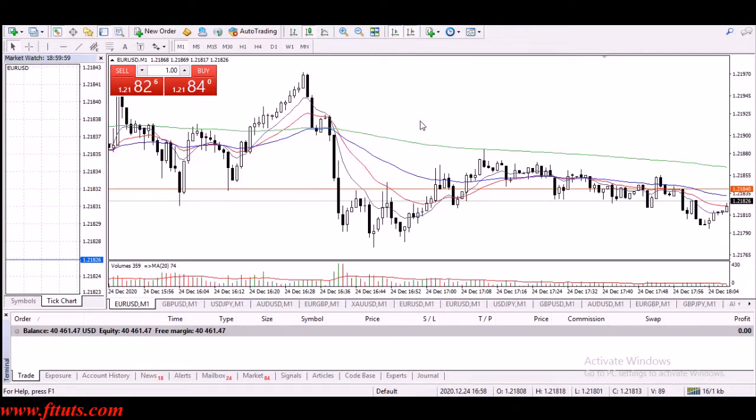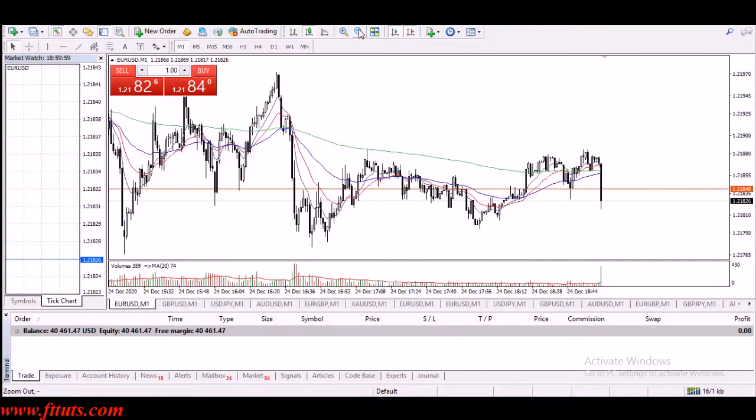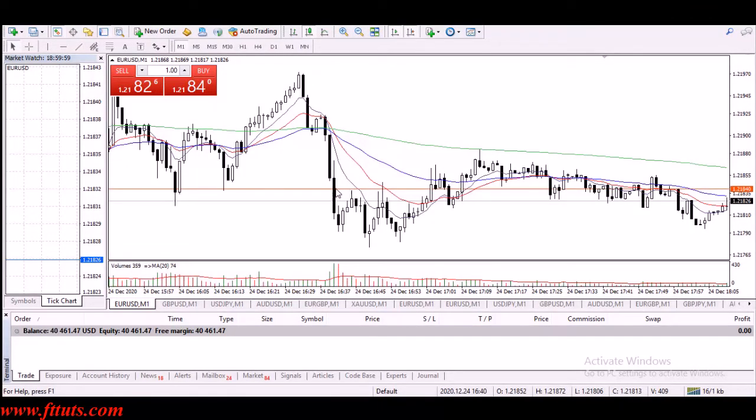Now, if you already have an idea about this strategy, sometimes we buy when price is below the EMAs, and we close with profits when the price reaches back to the EMAs. And other times we sell when price is above the EMAs, like here, and we close with profits when price reaches back to the EMAs.